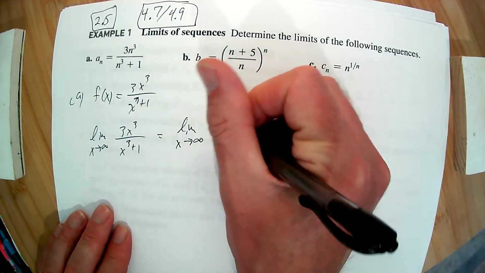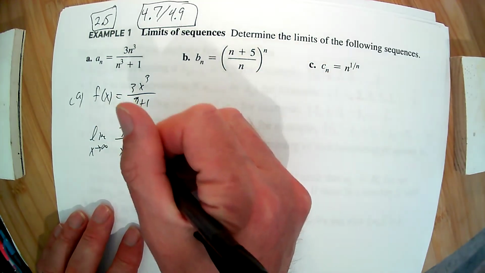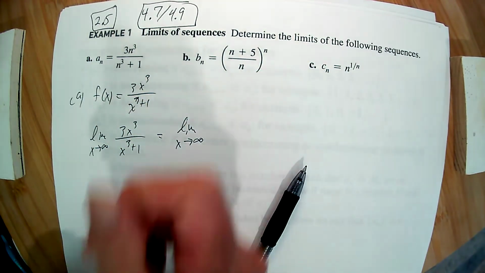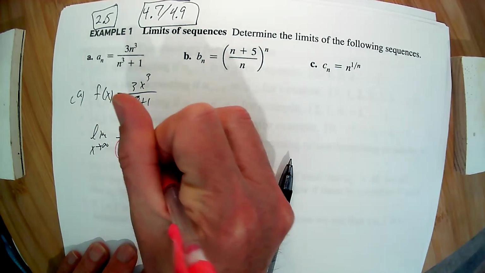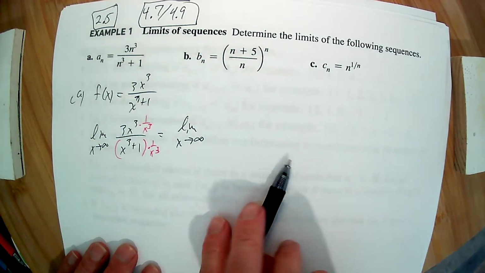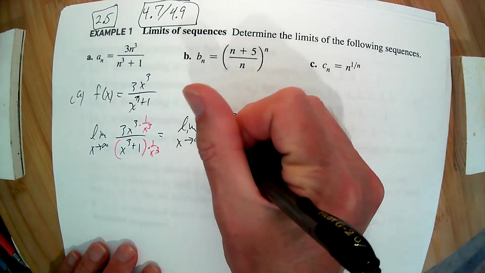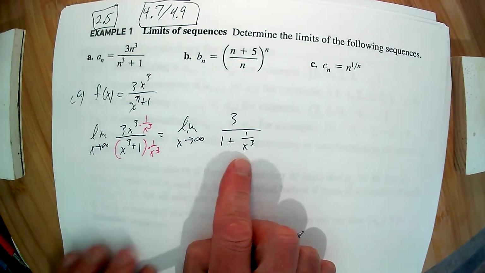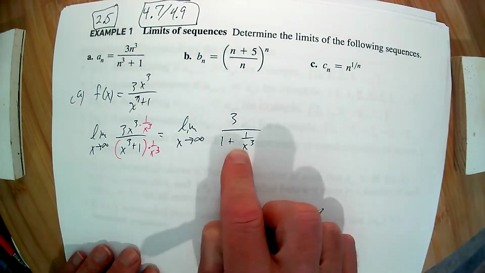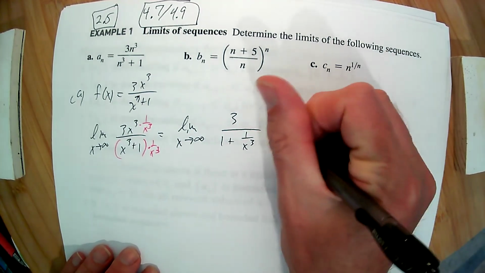The limit as x goes to infinity of, if I multiply top and bottom by 1 over x cubed, then this ends up looking like 3 on top, 1 plus 1 over x cubed on the bottom. And now I apply the limit laws here. 3 on the top, 1 plus 0 on the bottom.